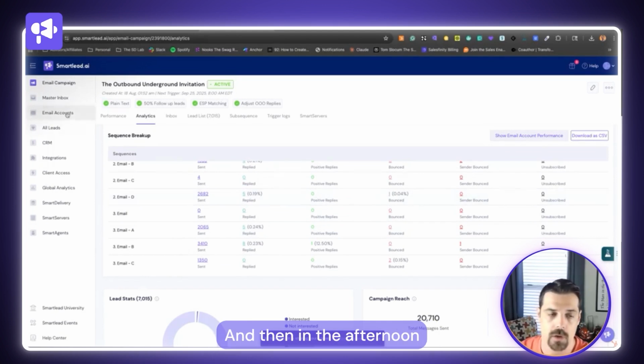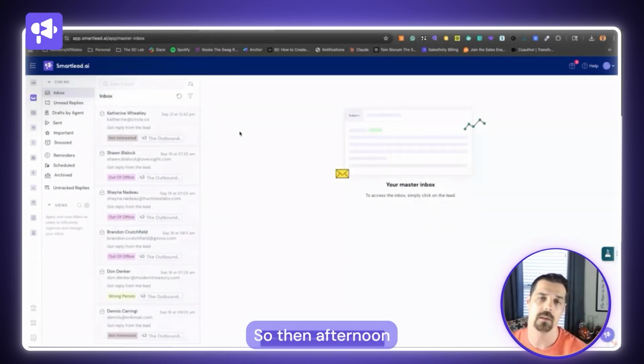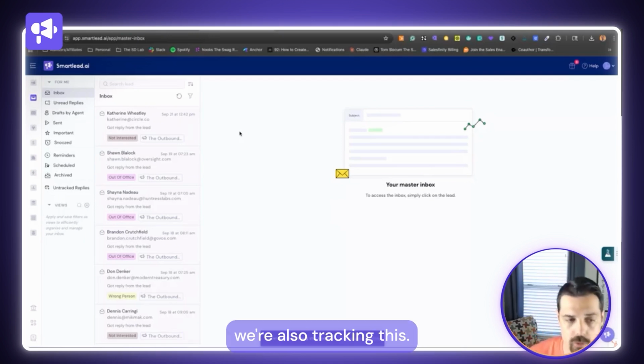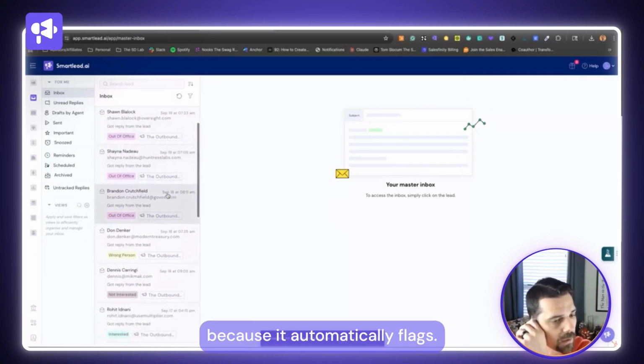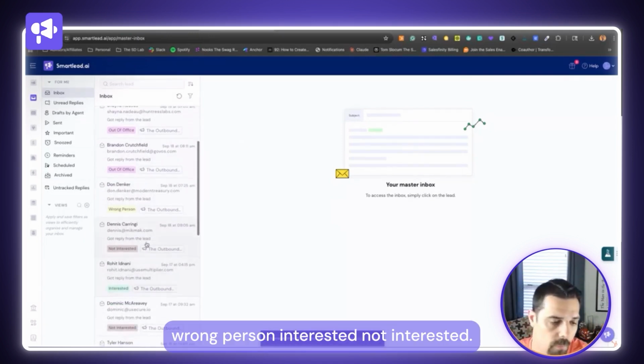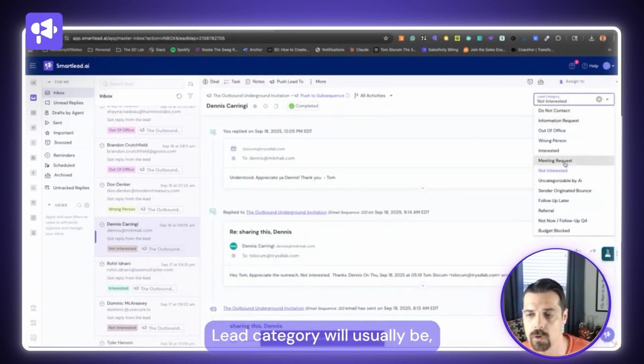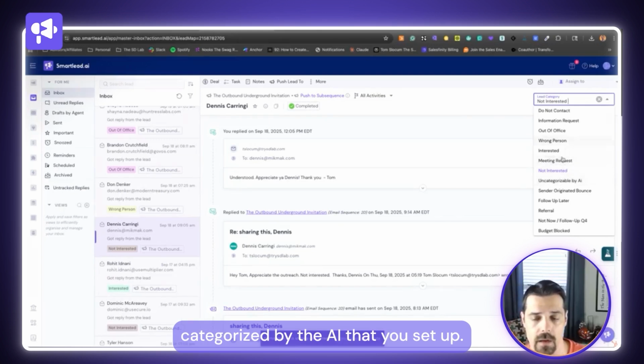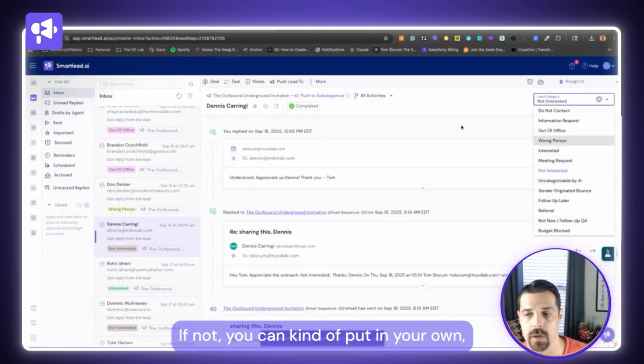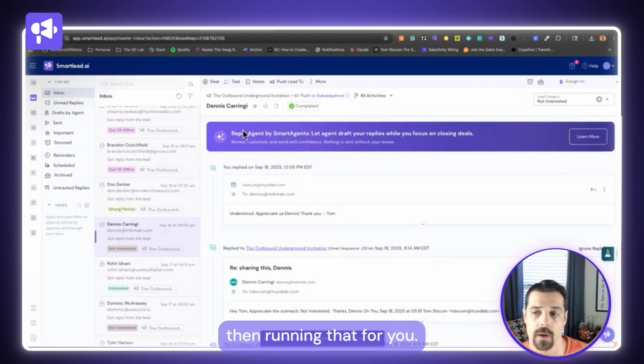And then in the afternoon, we're going through our inbox. After we went through the midday, we're also tracking this. And this is cool too because it automatically flags and lets you know: wrong person, interested, not interested. Pops up right here. The lead category will usually be categorized by the AI that you set up. If not, you can put in your own, but it'll start running that for you.